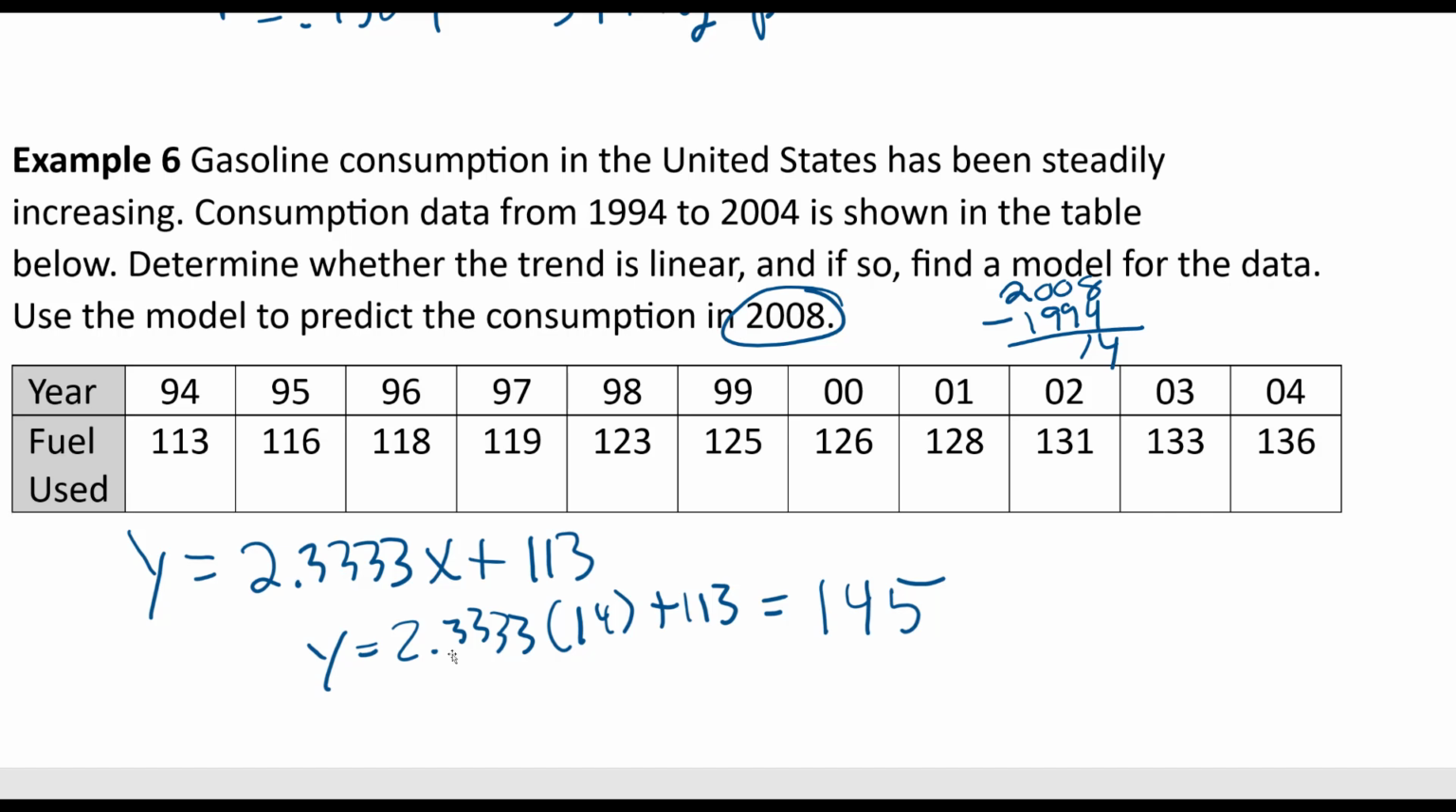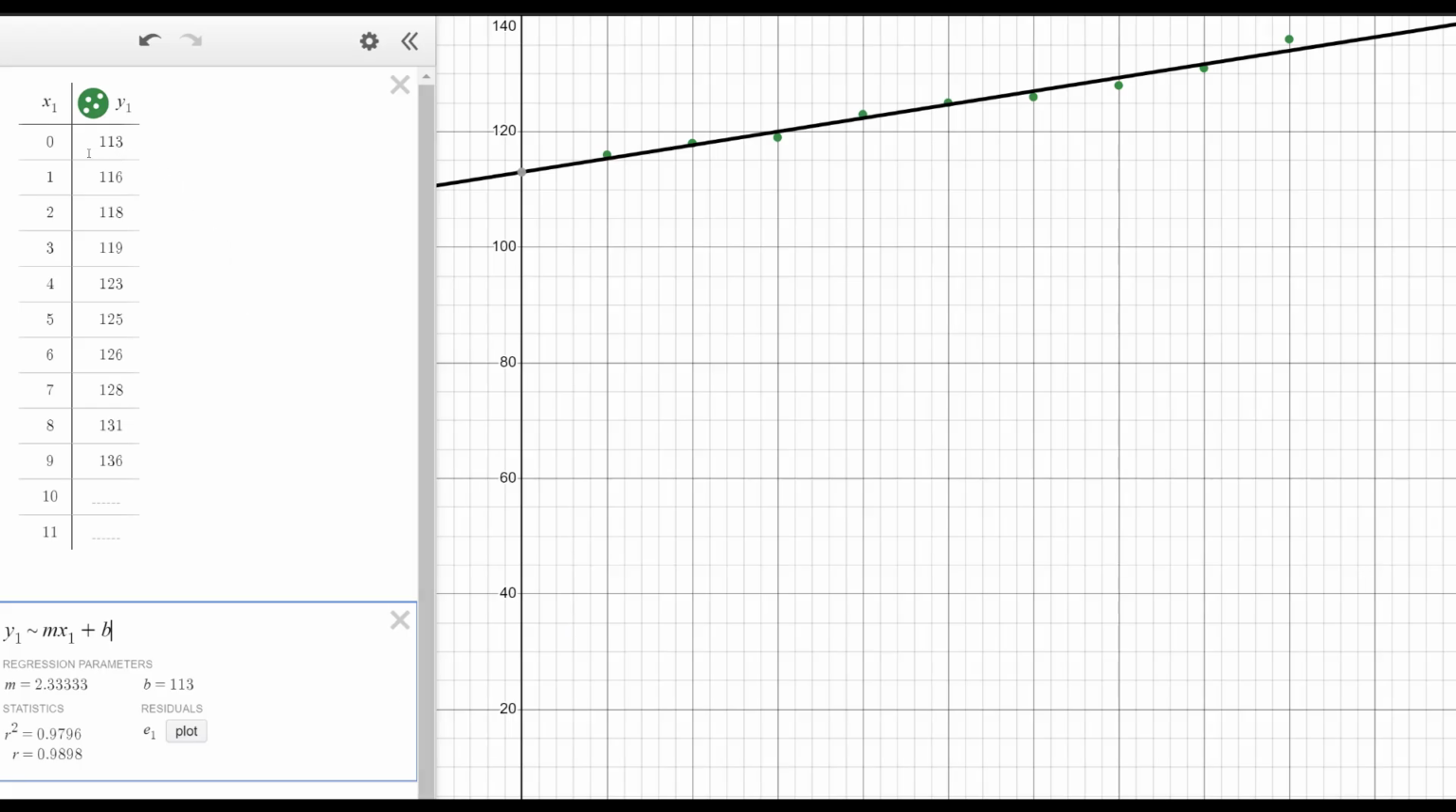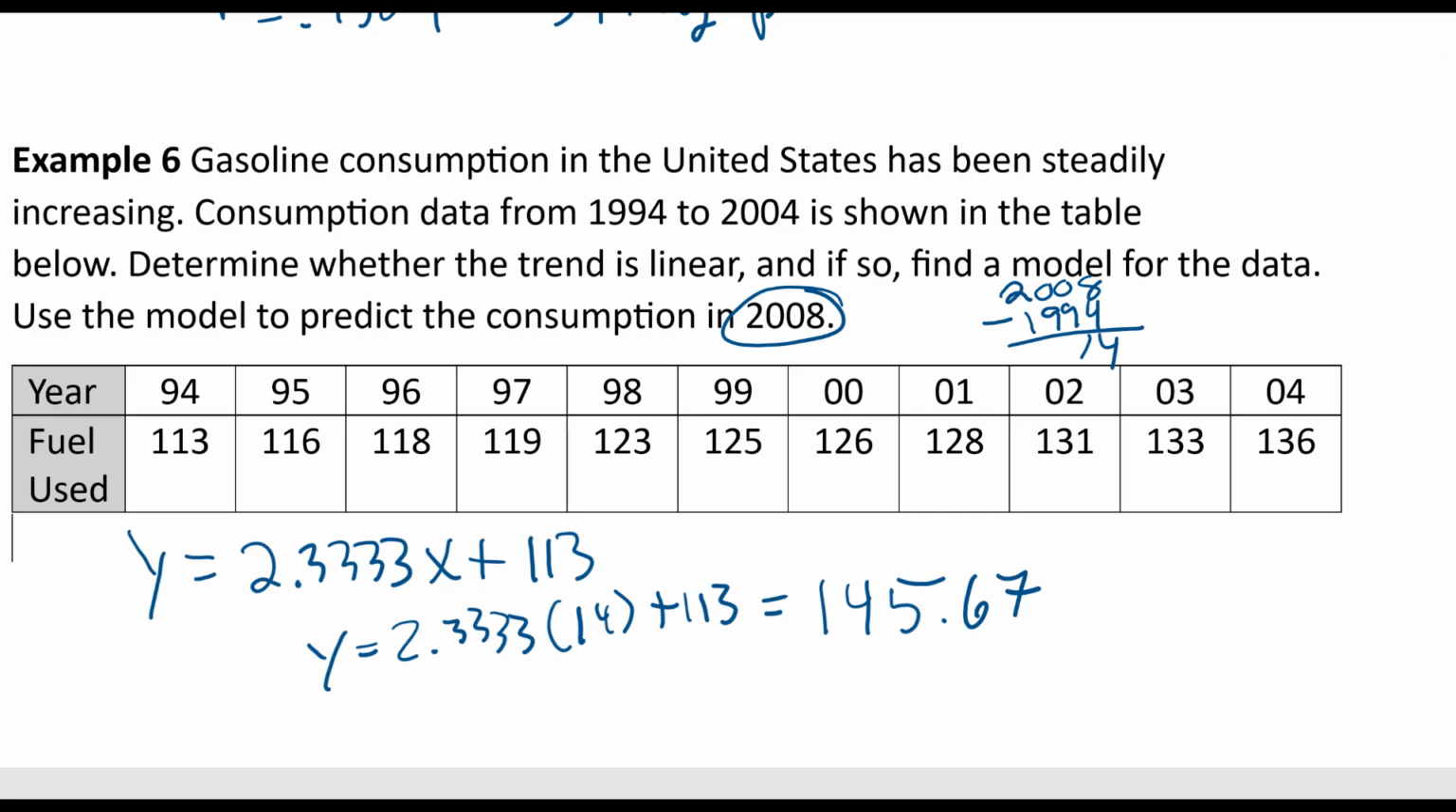I should just double check something real quick. 0.67. But hang on, I may need to make this one 15. Did we start that off at year 0? Yeah, 0 is 94. Okay, so we're doing 14 years after 0. Okay, well, that works out. So 145.67 would be the number used. Oh, billions of gallons of gasoline. Okay, that's it for this topic. Good luck. Go forth and do the homework.